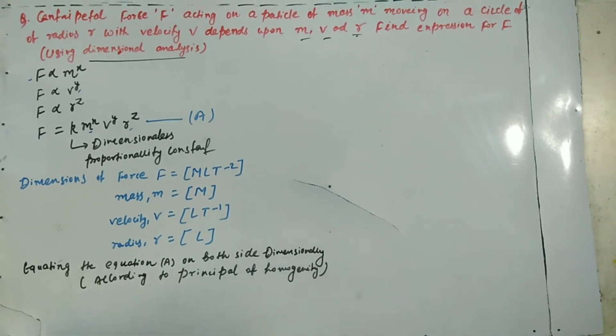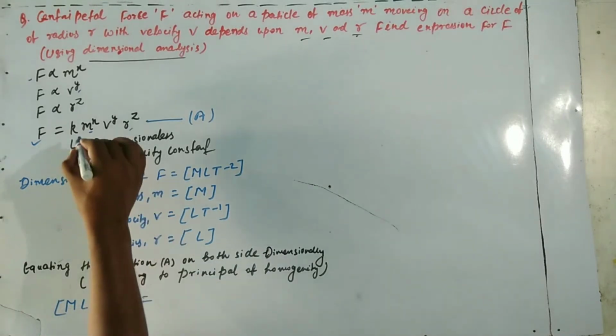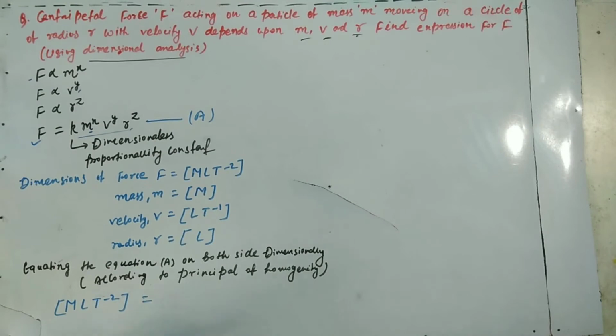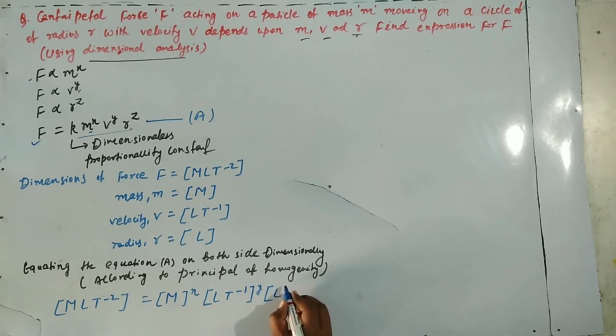So according to the principle of homogeneity, equating equation A on both sides dimensionally, the equation will be M L T power minus 2 is equal to, putting the dimensions of these terms, M power x into L T power minus 1 to the power y into L to the power z. Now we solve this equation.